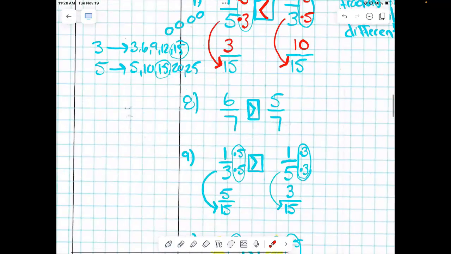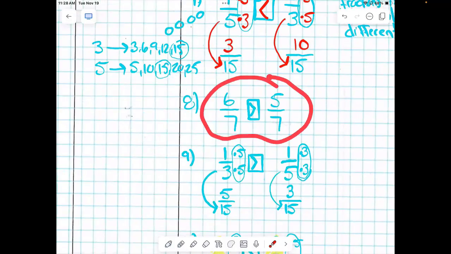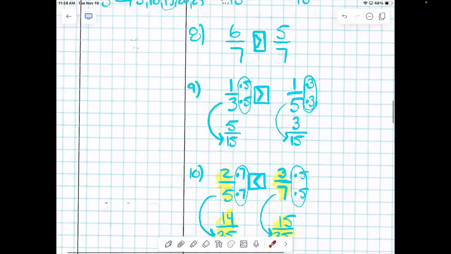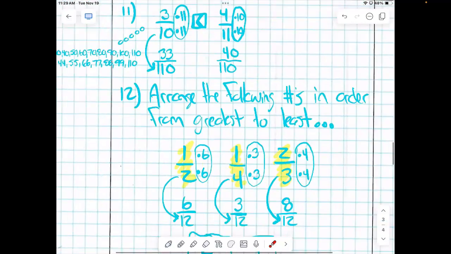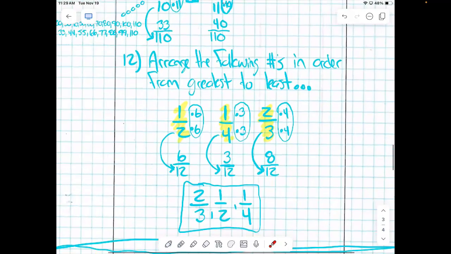Can I compare these two fractions? Yes, because they have common denominators. Can I compare this fraction and this fraction? No. But if I find an equivalent fraction for each, can I then compare them? Yes.